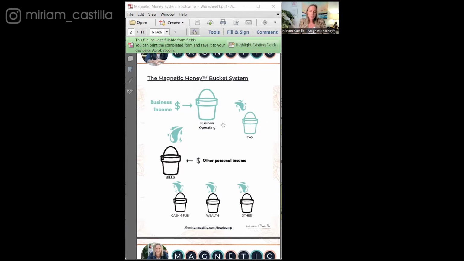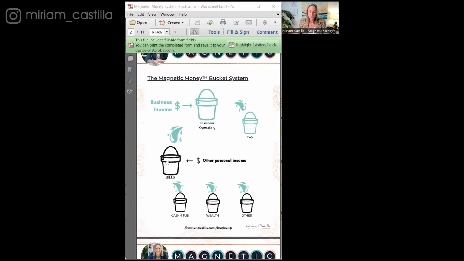Now, most of the time, for most people, your business will pay you into what we call your bills bucket. And that is the bucket where any other personal income, so if you've got a job or a partner with an income, any other personal income flows into that bucket as well. And all your personal bills, not your business bills, because remember, they're up here, get paid out of your personal bills bucket.